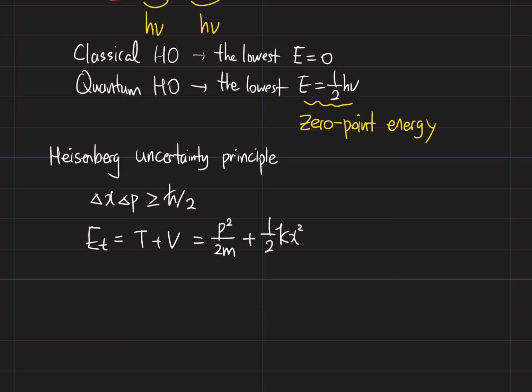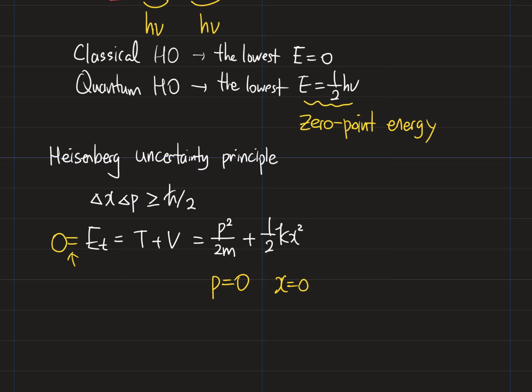So if we want to say that the total energy was zero, this is actually not possible, but we assume that. If the total energy was 0, then that means the momentum should be 0 and the position should be 0.